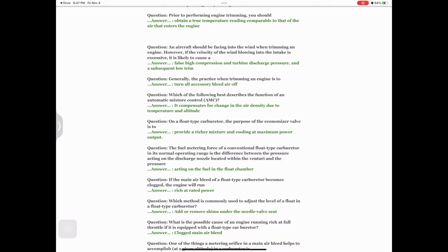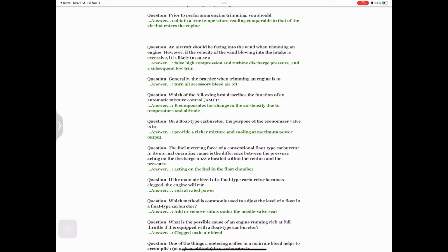Question: which of the following best describes the function of an automatic mixture control (AMC)? Answer: it compensates for change in the air density due to temperature and altitude. Question: on a flow-type carburetor, the purpose of the economizer valve is to answer: provide a richer mixture and cooling at maximum power output. Question: the fuel metering force of a conventional flow-type carburetor in its normal operating range is the difference between the pressure acting on the discharge nozzle located within the venturi and the pressure answer: acting on the fuel in the flow chamber.